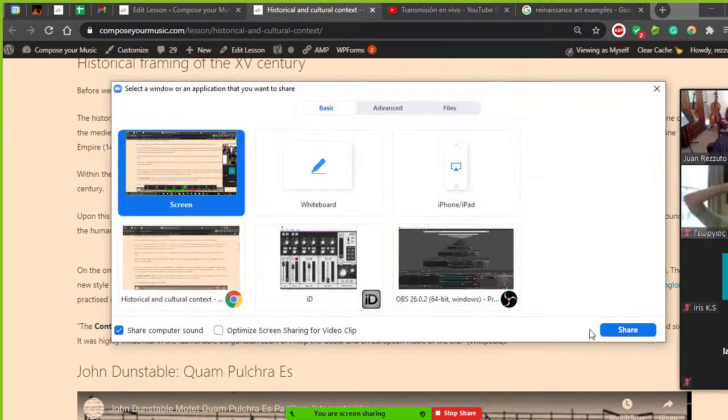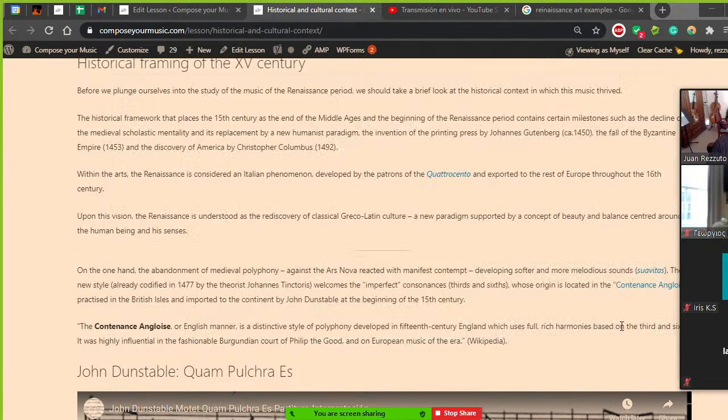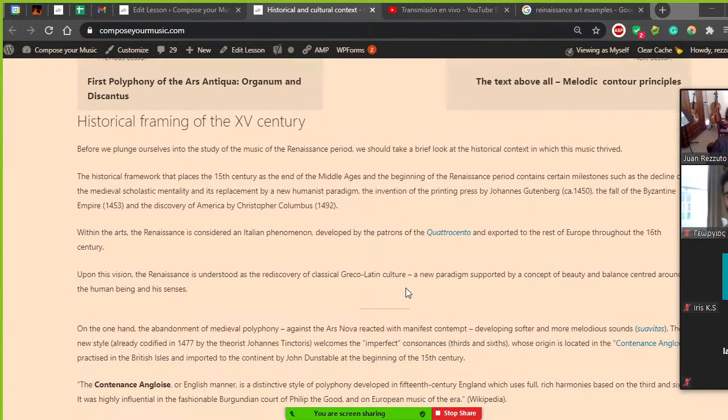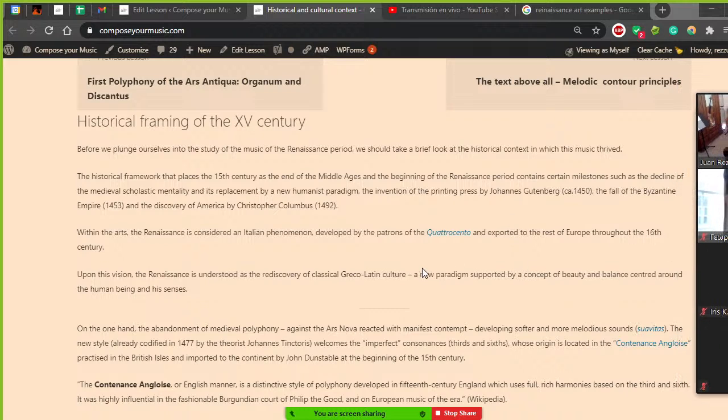I think I'm sharing the right thing. Am I sharing the right thing? Historical frame. Am I sharing the right thing? Yes, I am. So that's basically it.